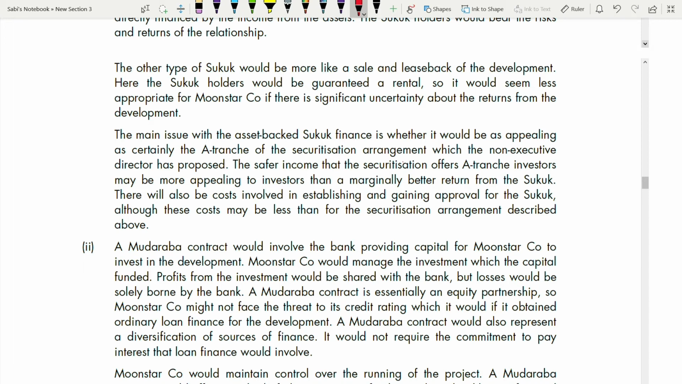There will be cost involved in gaining approval and establishing for sukuk because a tranche, right? A tranche is giving you a safer income. So investors will be more appealing for that. There will be more appeal towards that a tranche rather than the sukuk.